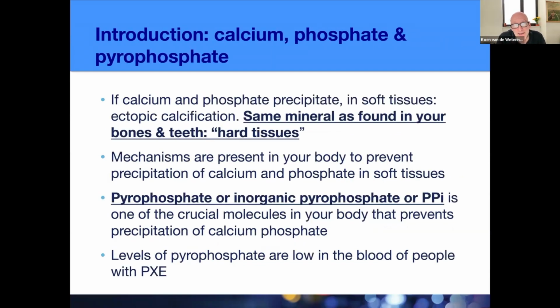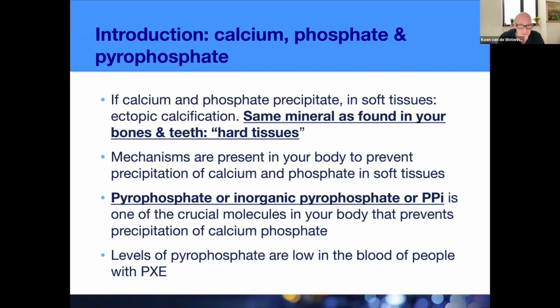But sometimes calcium and phosphate also precipitate in soft tissues. And that's known as ectopic calcification. And the same mineral as found in your bones and teeth is found then in the soft tissues. This should not happen, obviously. So several mechanisms are present in your body that prevent the precipitation of calcium and phosphate in soft tissues.